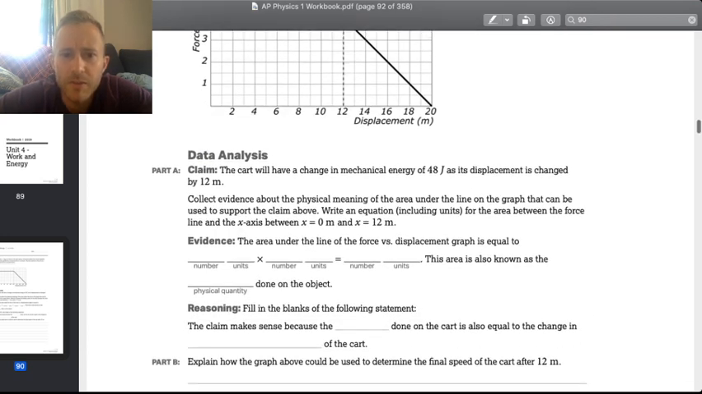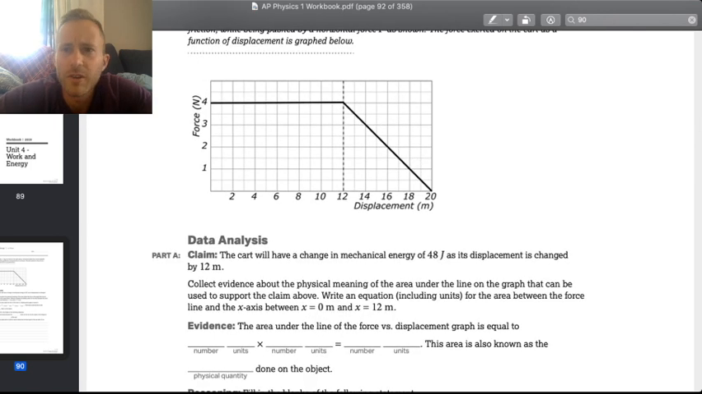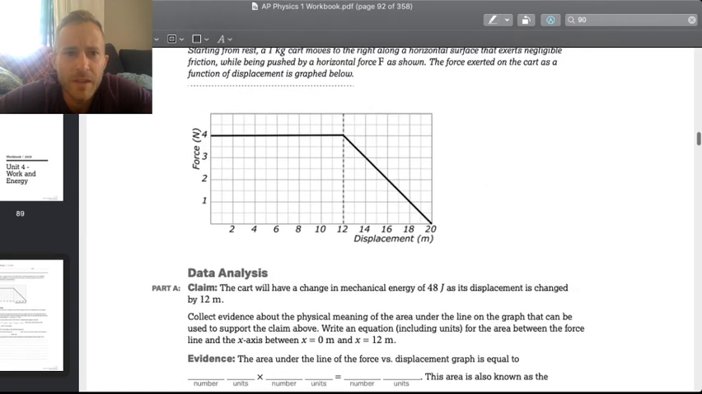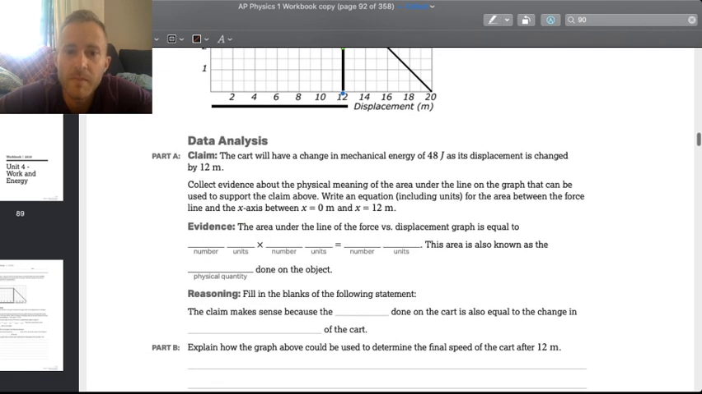Collect evidence about the physical meaning of the area under the line on the graph that can be used to support the claim above. Write an equation including units for the area between the force line and the x-axis between 0 and 12 meters. So I'm not going to do what they said, I'm just going to show you. We can see that the width of this is 12, and the height of this is 4. 4 times 12 is 48, so it's going to be 48 joules.